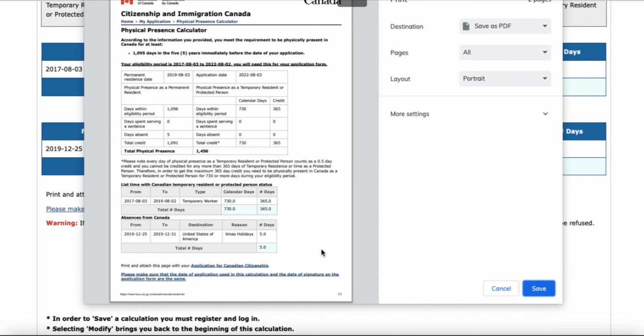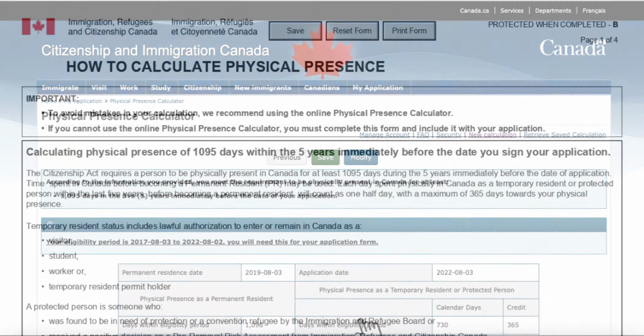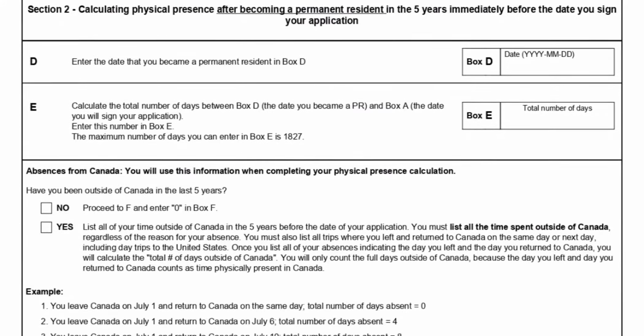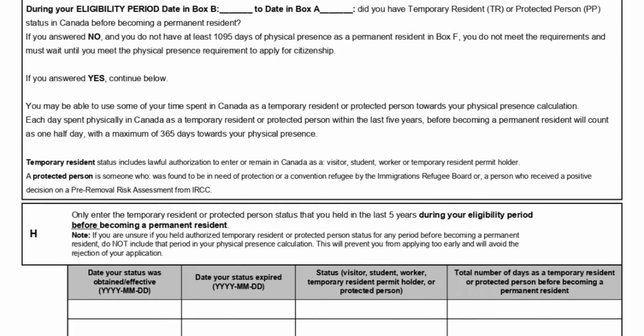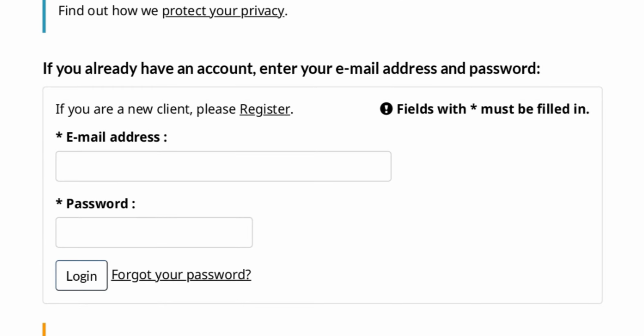If you do not meet the physical presence requirement, you're not eligible to apply for citizenship. The calculator will give you a date when you should be eligible to apply, assuming nothing changes and you remain in Canada. When you are eligible to apply, redo the calculation before sending the application. To save the calculation, you need to register with an email address.